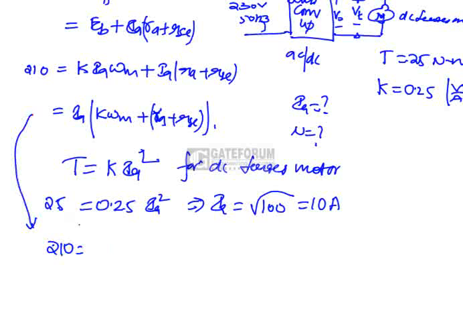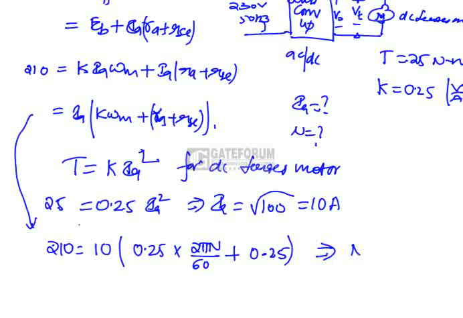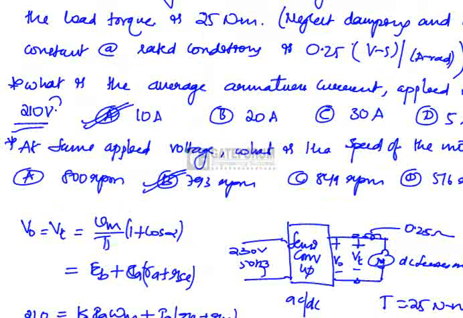Okay, Ia value we got as 10 amperes, constant K is 0.25. Omega m is 2 pi into N by 60, plus Ra plus Rsc, is equal to 0.25. From this we can find N value as 793 rpm, which is option B.